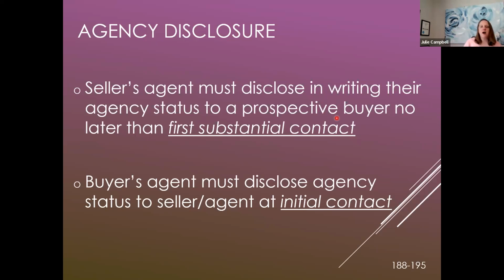If you've already been hired as a buyer's agent and we are reaching out to the seller or the seller's agent, we've got to disclose our status of being a buyer's agent at initial contact. So let's talk about the difference between first substantial and initial. First substantial is when you learn something about the price, term, and motives. First substantial is when that conversation switches gears from the property to the people.